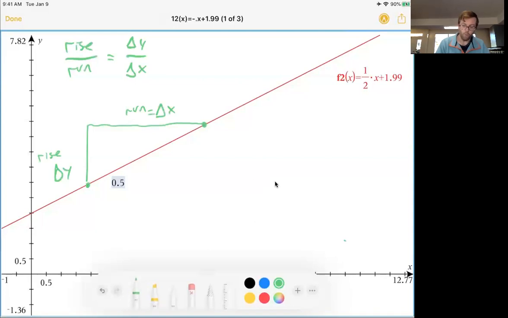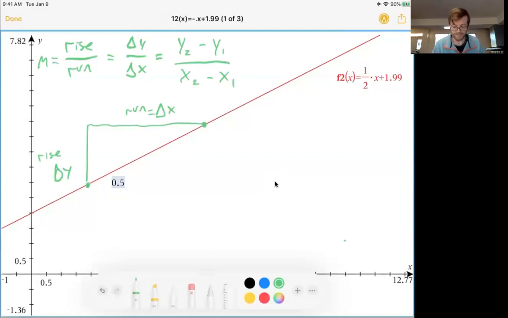Great. Or you may have calculated it from some points. The change in y, delta y, is just the second y value minus the first y value. Nice and easy. So this is slope, or m. And you've done this with lots of lines.